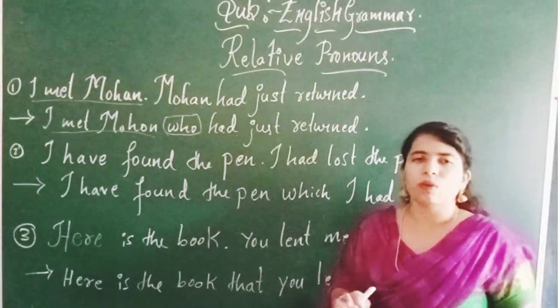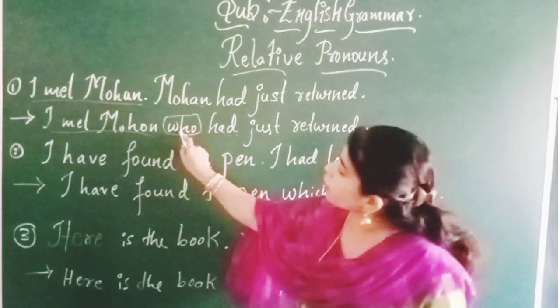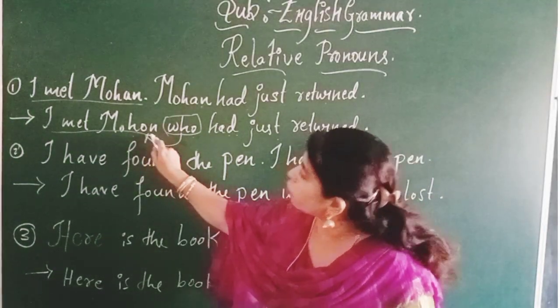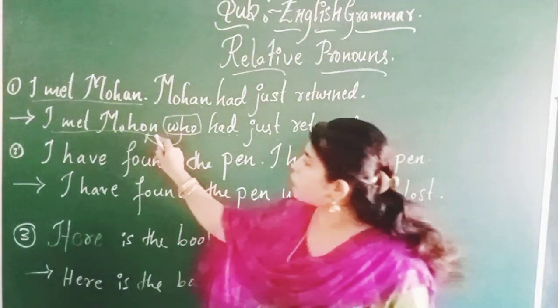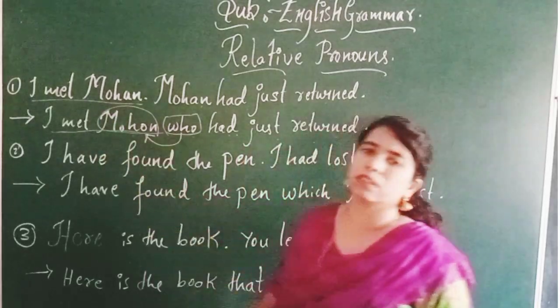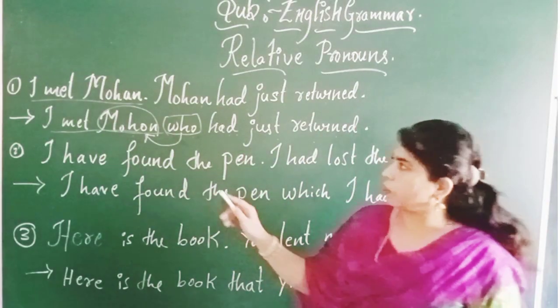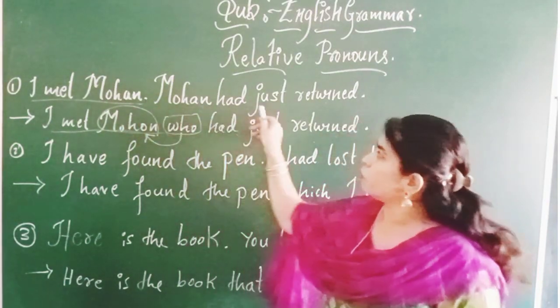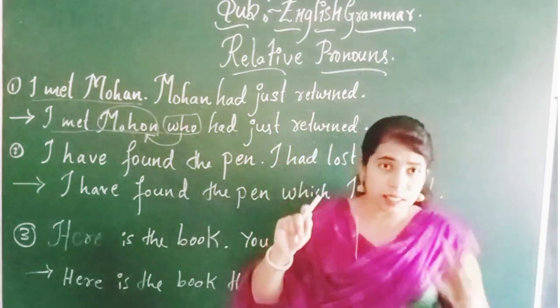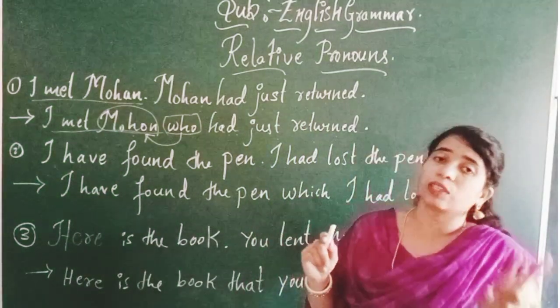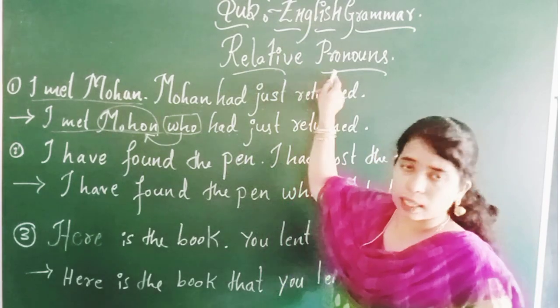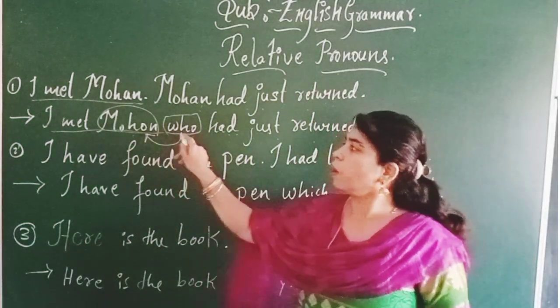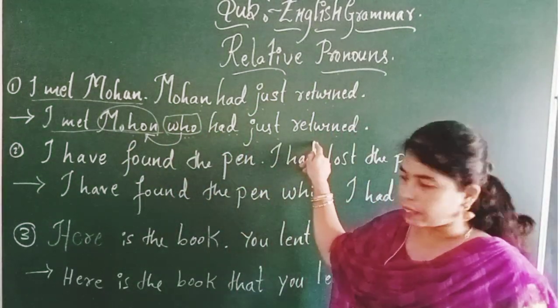Sometimes these relative pronouns work as conjunctions also, or we call them linkers also. They are directly related to the noun before. What is the noun here? Mohan is the noun here. I met Mohan. Mohan had just returned. The two different sentences are joined using one relative pronoun. I met Mohan who had just returned.